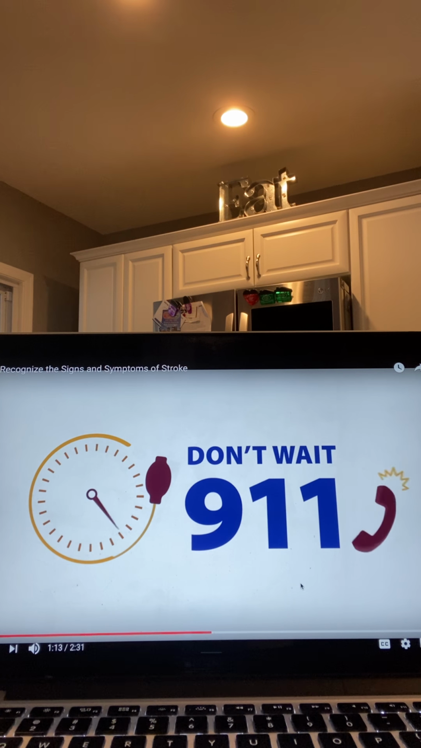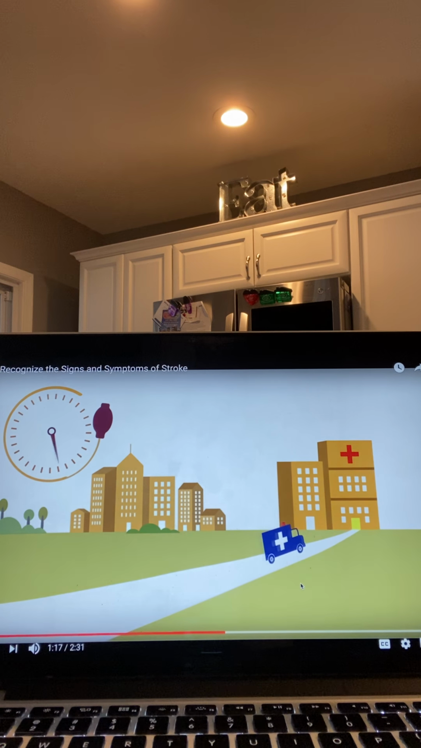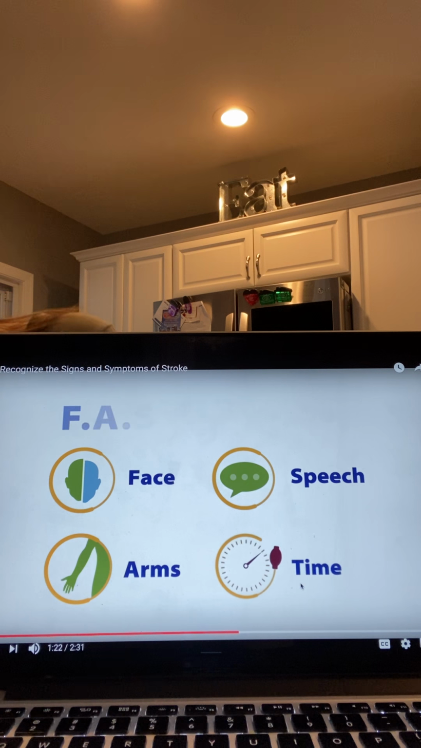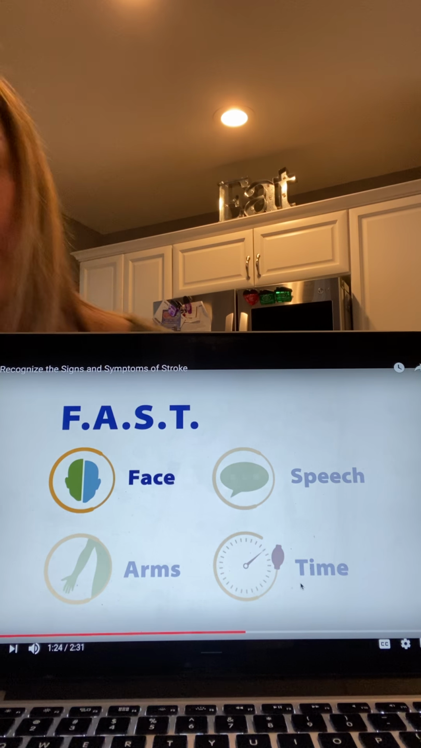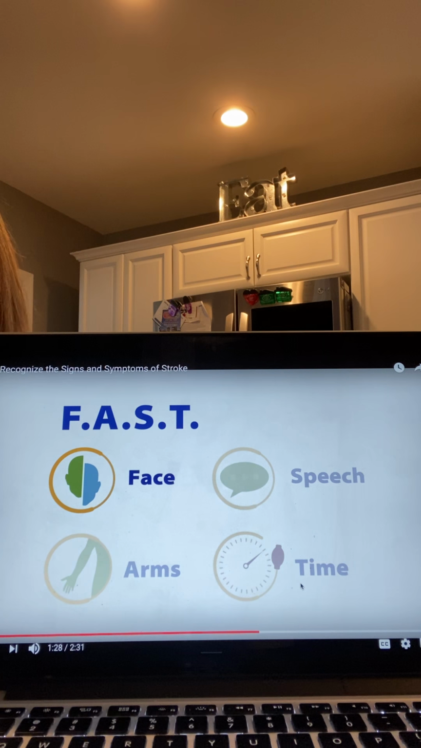Call 911 right away and get the person to a hospital immediately, even if the symptoms go away. If you think someone is having a stroke, remember the word FAST. F is for face. Ask the person to smile and check whether one side of their face is drooping.